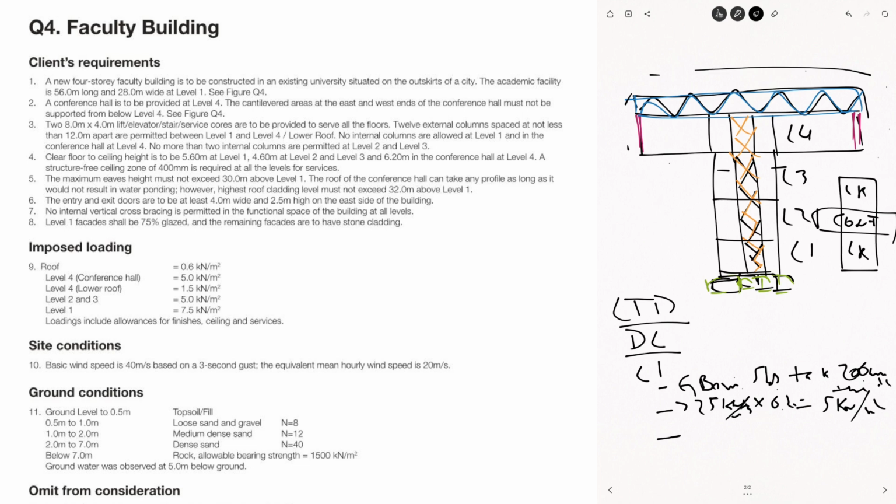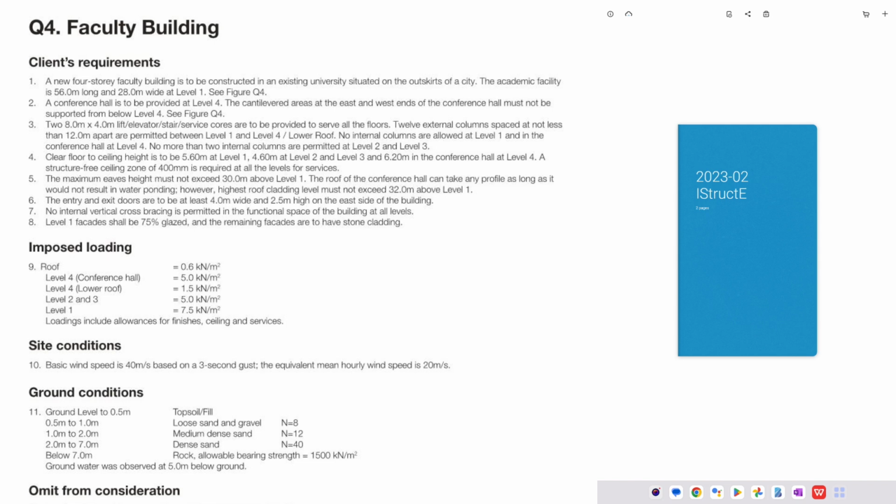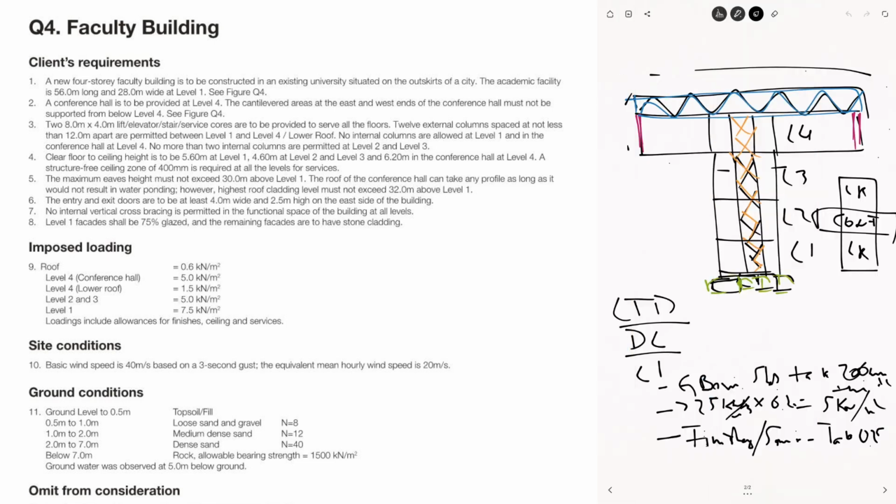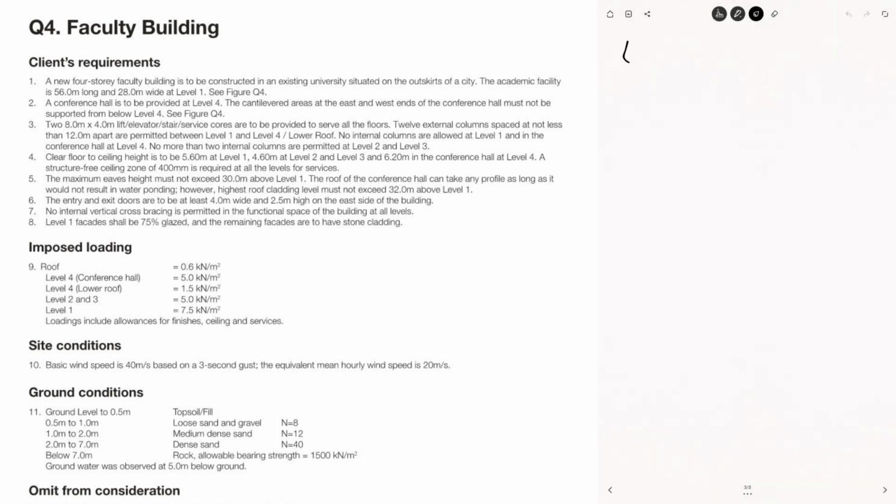Then we got the finishes and services. Let's take 0.25. Okay. Level 2. Level 2, we got the self weight.